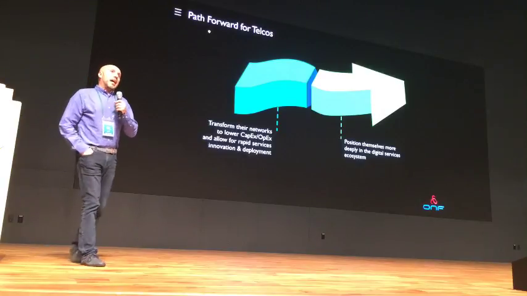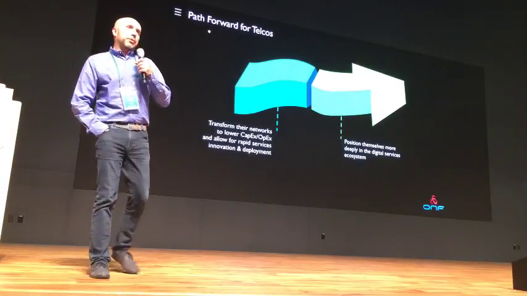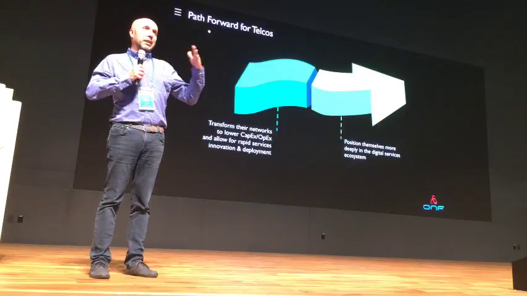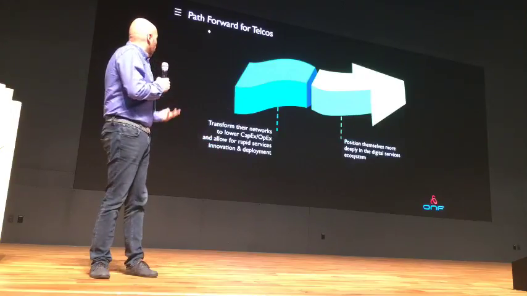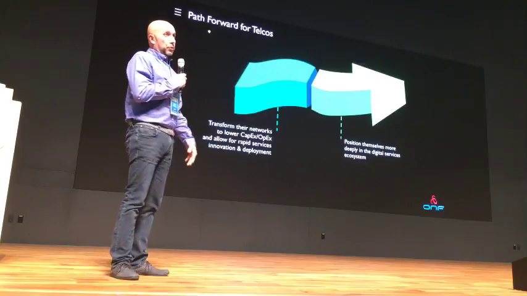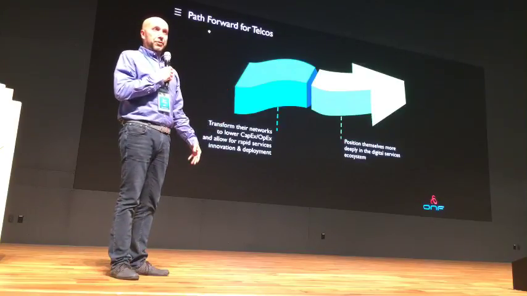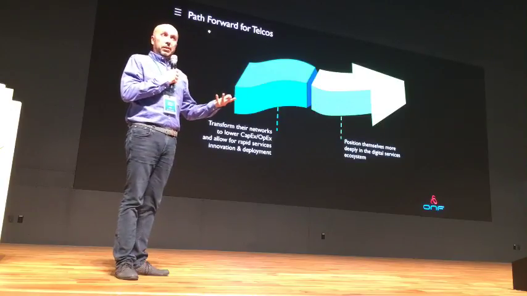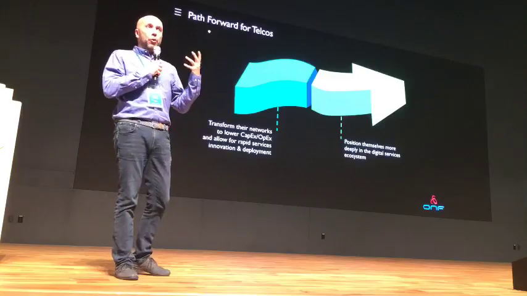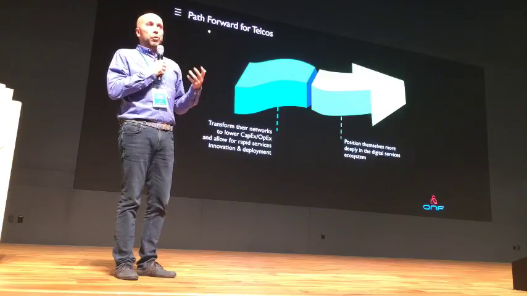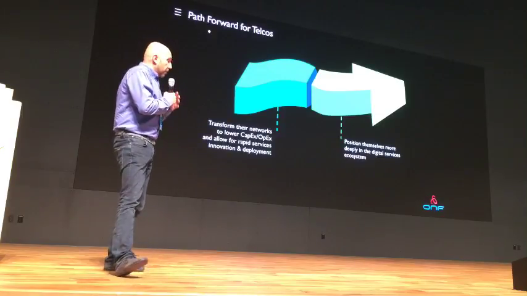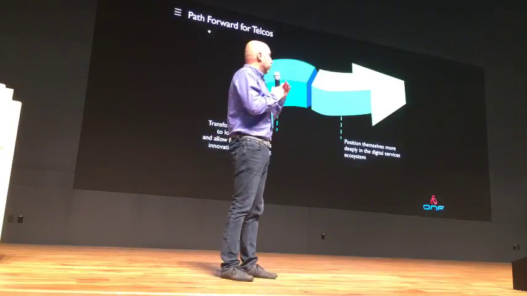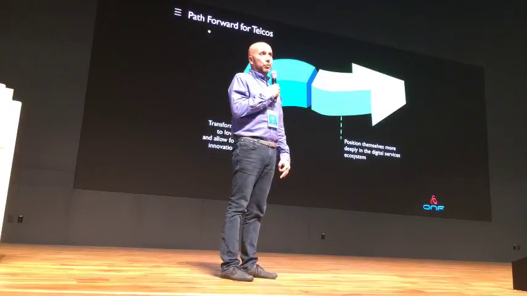So this means, actually, for mobile service providers, a transformation is imminent. And this needs to happen in two parallel paths. One, they need to transform their networks so that their CapEx and OpEx are lower, and they need a platform where they can more rapidly innovate and deploy new services. And the second is they need to position themselves significantly more deeply in the digital services platforms.